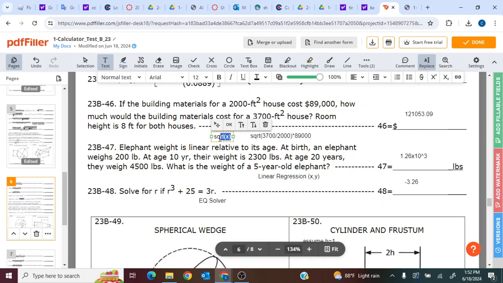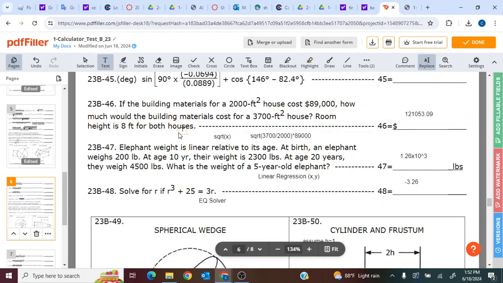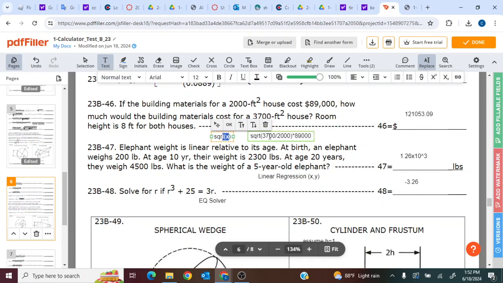Because the building materials are based on each of the walls, which are based on the length with a given constant height, you do the square root of the difference, and you multiply by your original cost. If you do that, you get this very large number that you should make sure to write the entirety of if you want to get credit, because it is a dollar sign problem.